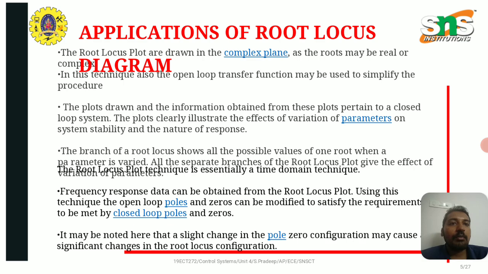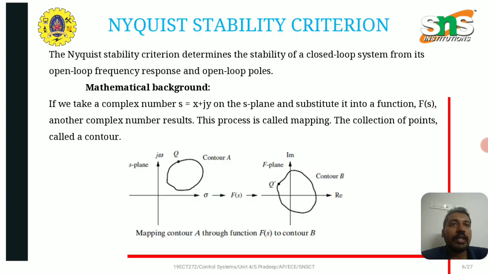Using this technique, the open loop poles and zeros can be modified to satisfy the requirements to be met by closed loop poles and zeros. It may be noted here that a slight change in the pole-zero configuration may cause significant changes in the root locus configuration. The Nyquist stability criterion determines the stability of a closed loop system from its open loop frequency response and open loop poles.